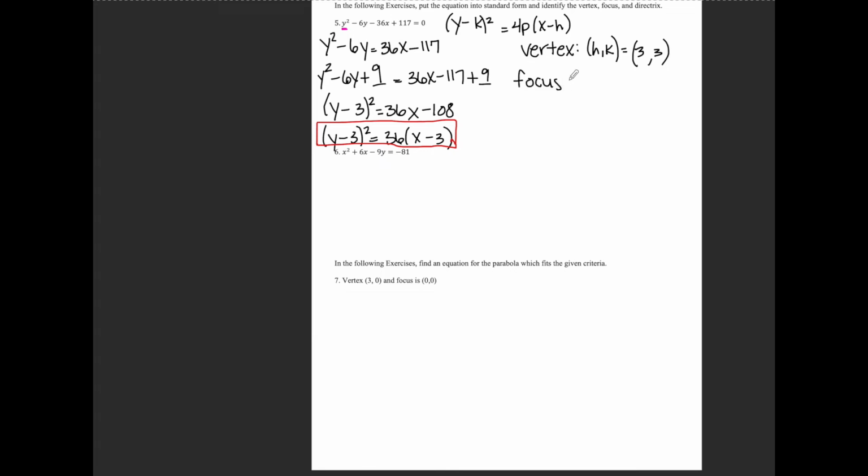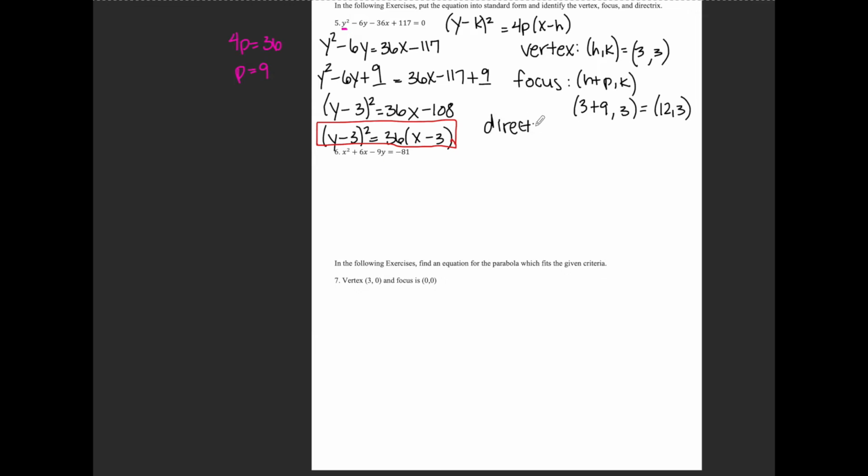The focus is (h plus p, k). I need to find p. I haven't found that yet. That comes from the 36. I know that 4p is equal to 36. I divide by 4 on both sides. I get p is 9. So my focus is going to be (3 plus 9, 3), which is (12, 3).